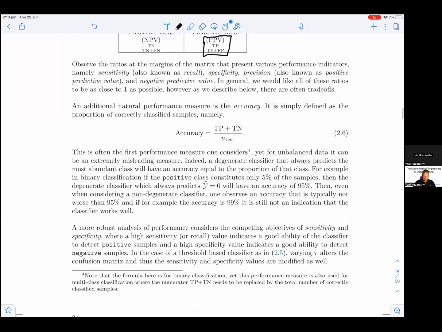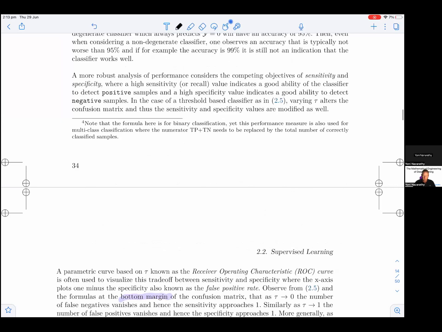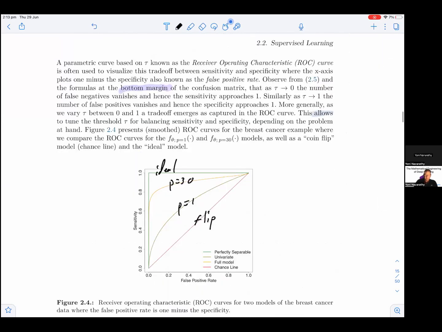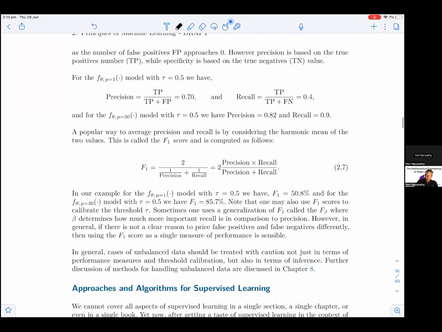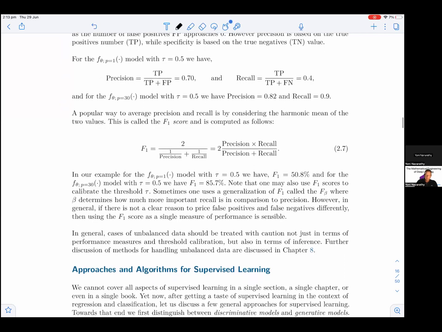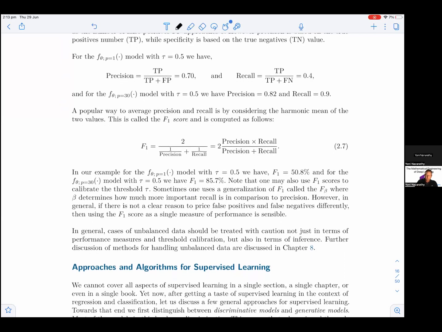You compare these two measures. For the p equals 1 model with the threshold tau equals 0.5, we have precision, true positive divided by true positive plus false positive, as 0.7, and recall is 0.4. And for the p equals 30 model with tau equals 0.5, we have precision as 0.82 and recall is 0.9.